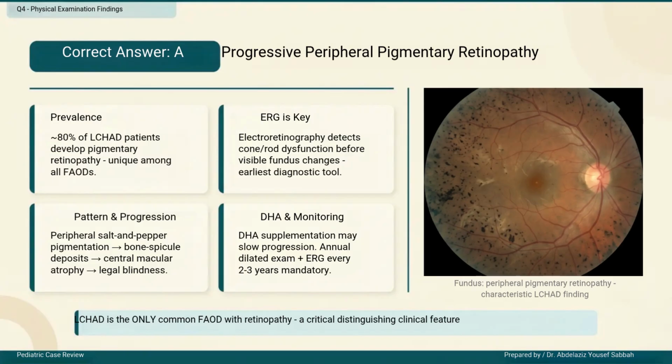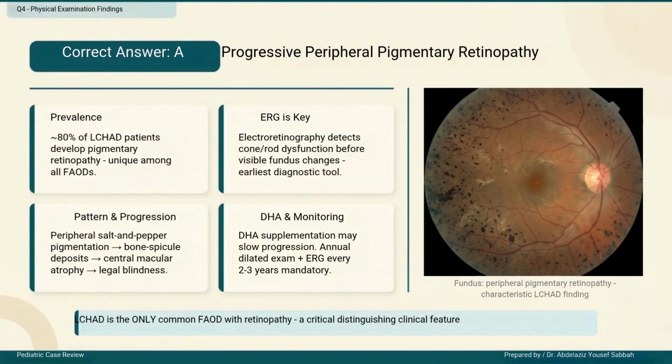Roughly 80% of LCHAD patients develop pigmentary retinopathy, and this is unique among all the fatty acid oxidation disorders. The pattern progresses in stages. It begins with peripheral salt and pepper pigmentation, advances to bone spicule deposits, then to central macular atrophy, and can ultimately cause legal blindness. Electroretinography is key because it detects cone and rod dysfunction before any visible changes appear on the fundus, making it the earliest diagnostic tool.